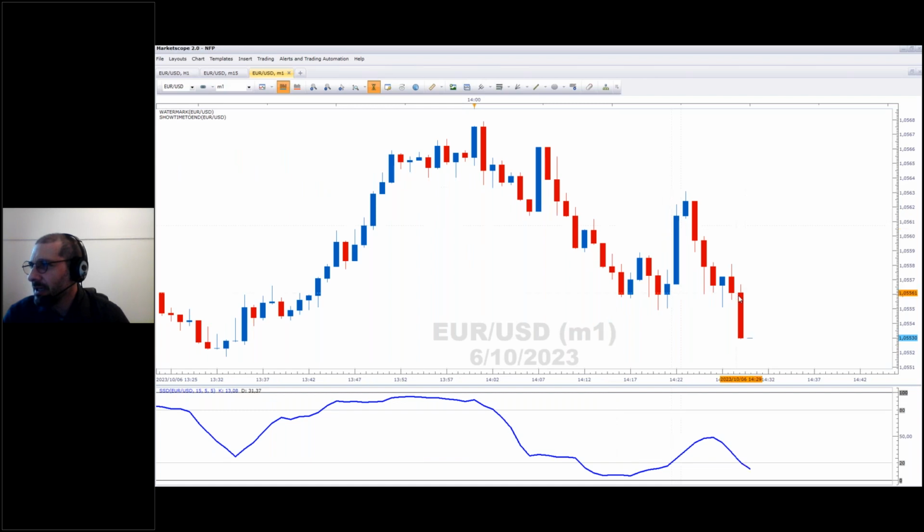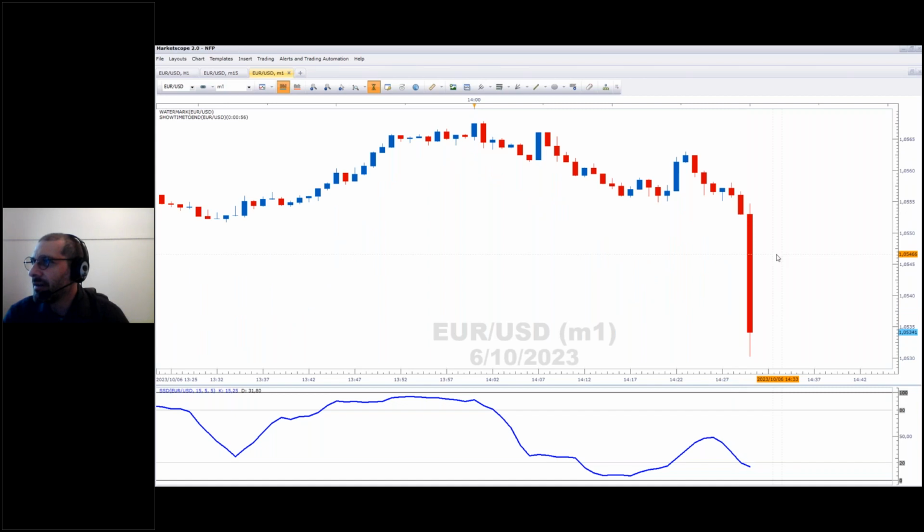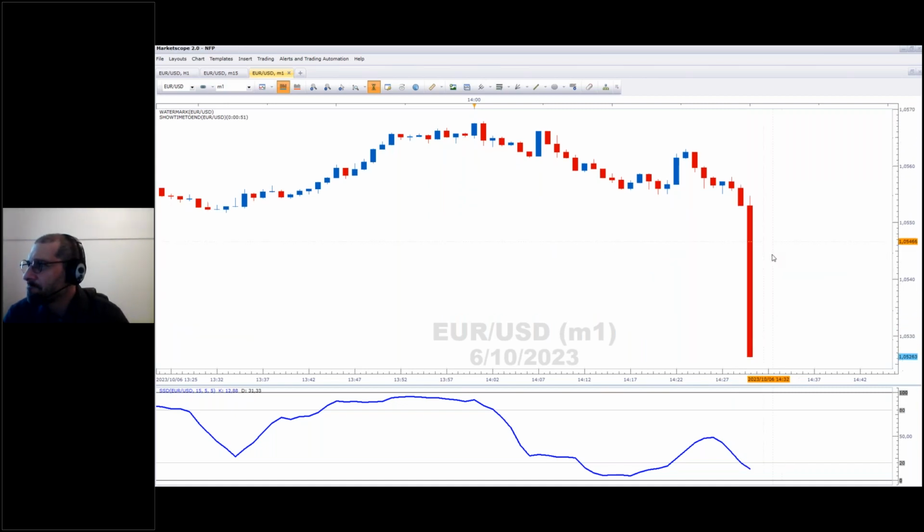It's very orderly. There we go, shooting. So euro getting sold down, US dollar catching a bit, so perhaps a little higher than expected.